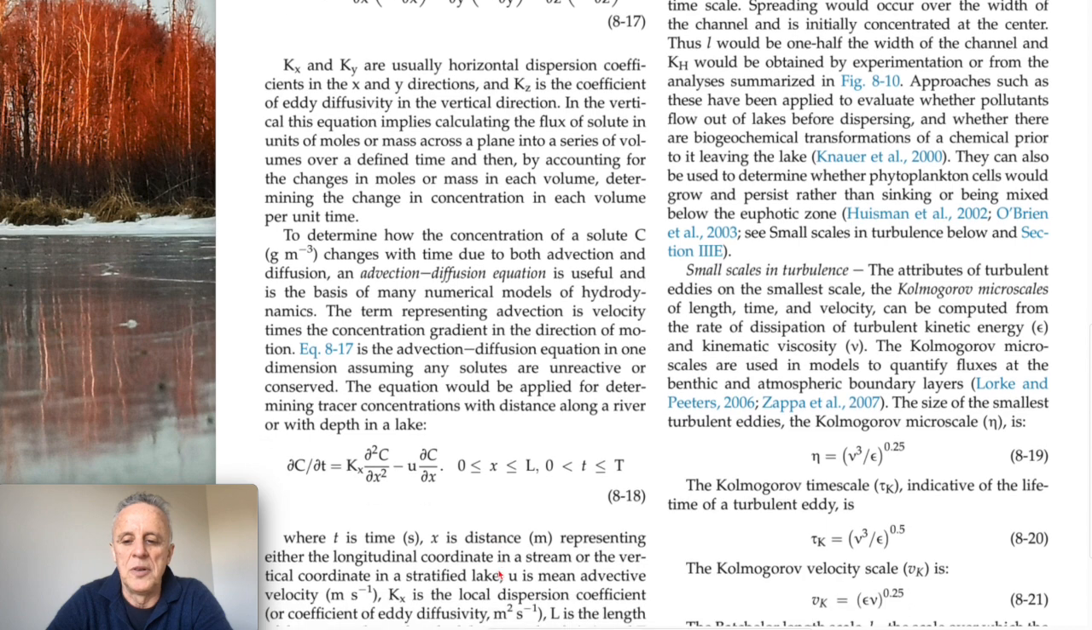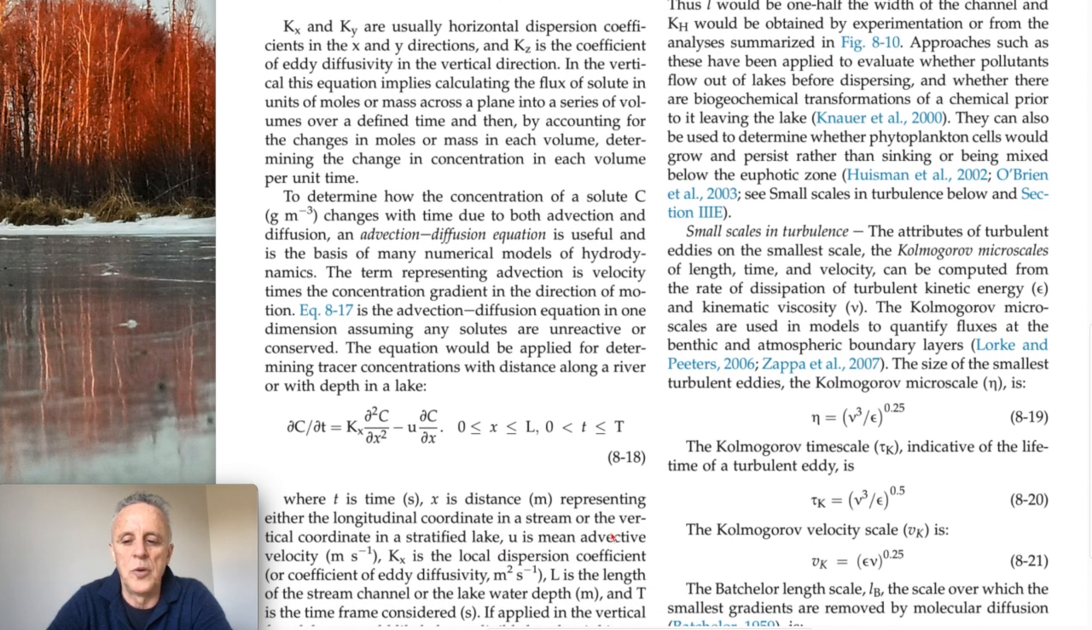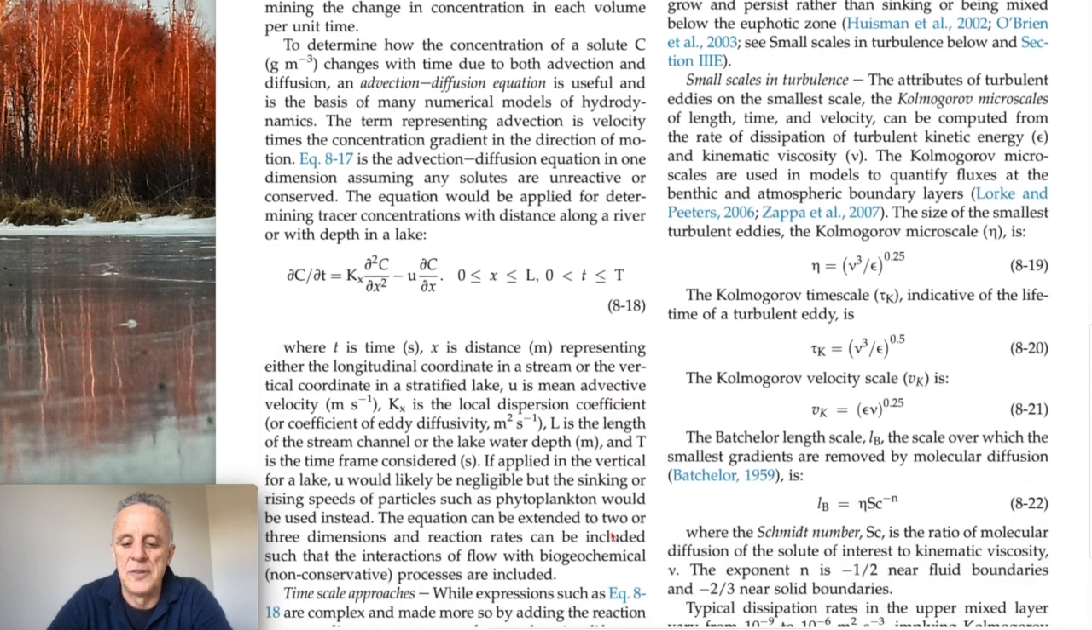Small scales in turbulence. The attributes of turbulent eddies on the smallest scale, the Kolmogorov microscales of length, time, and velocity, can be computed from the rate of dissipation of turbulent kinetic energy, epsilon, and kinematic viscosity, nu. The Kolmogorov microscales are used in models to quantify fluxes at the benthic and atmospheric boundaries.